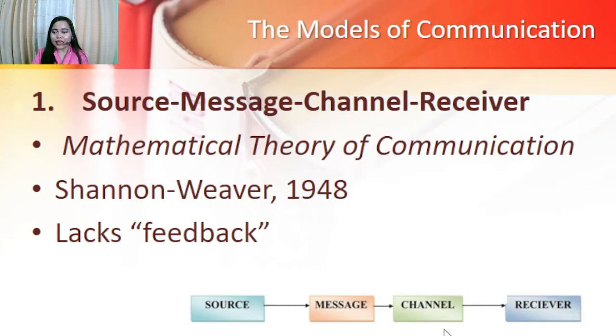So this is the diagram. We have source, message, channel, and receiver. This is linear because it lacks feedback. SMCR, or source, message, channel, receiver, was used for technical communication before, and this served as the springboard in the study of communication.